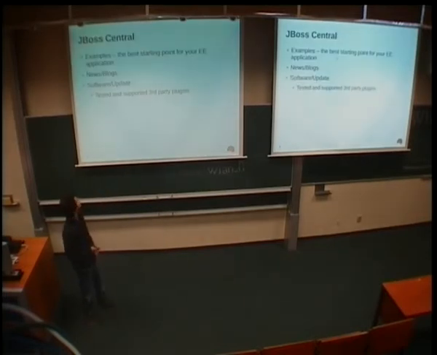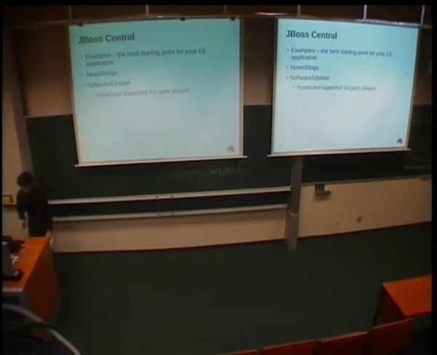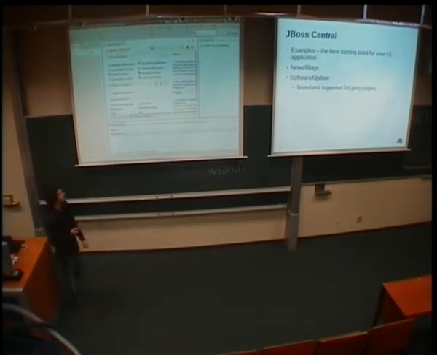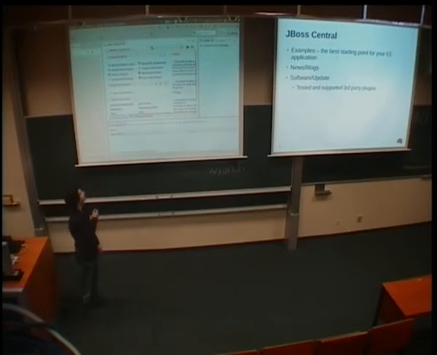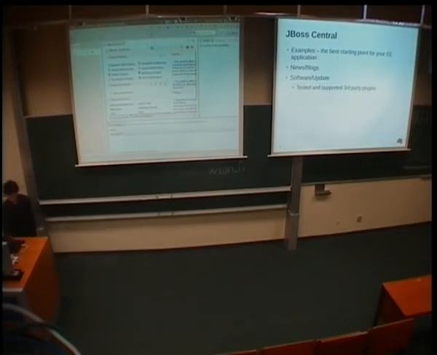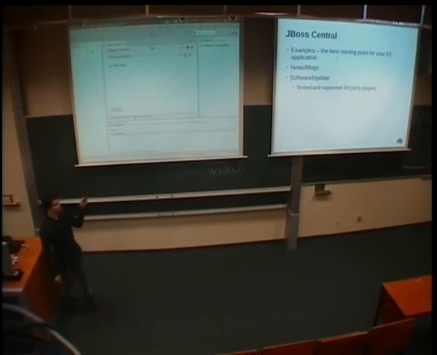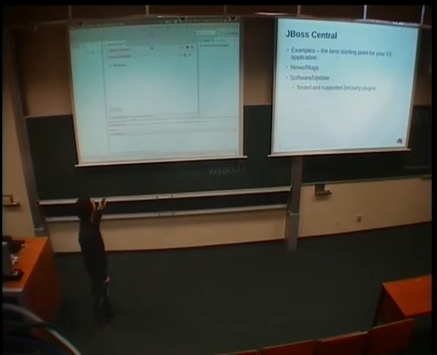What you will see when you start JBDS is JBoss Central. It is basically the same as it was in JBDS 5. Here are examples. Then we have some news blogs from JBoss World. And there is a second tab, Software Update, where you can get some third-party software. For example, all the plugins are tested and are supported. It looks like the internet is really slow, so it might take a while to refresh, but it doesn't matter.